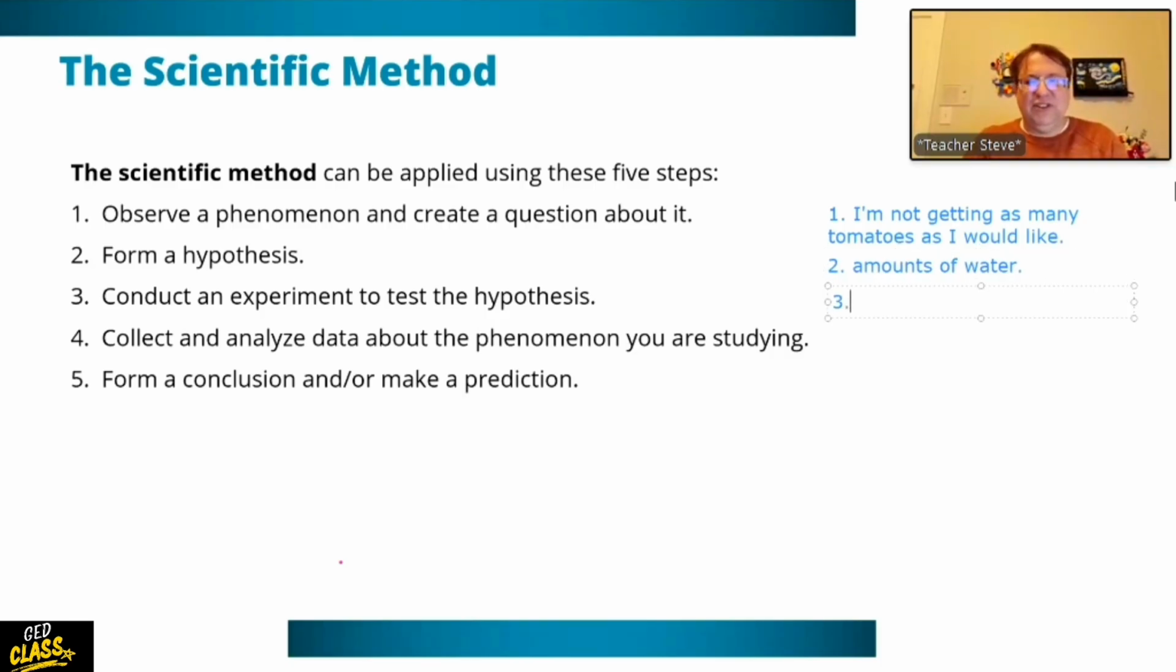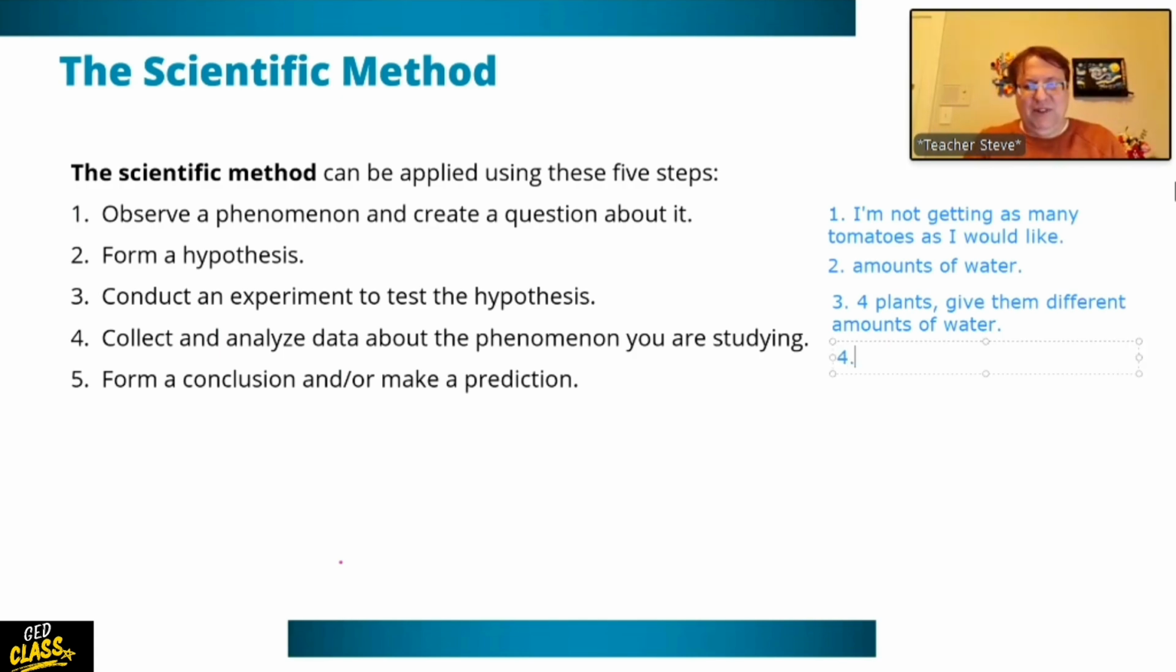And so if we're going to conduct an experiment here, maybe what I would say is like, well, let's do four plants and give them different amounts of water. When we do that, we're not going to change anything else about the four plants here. Everything else is going to be the same: soil, same sun, and whatnot.